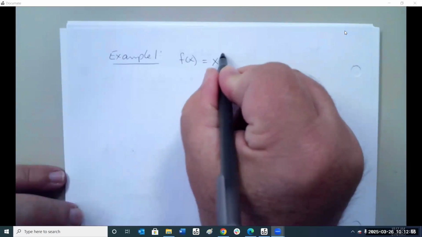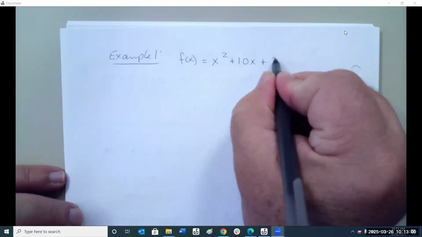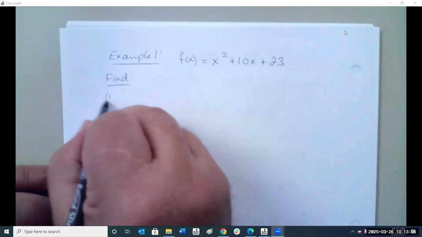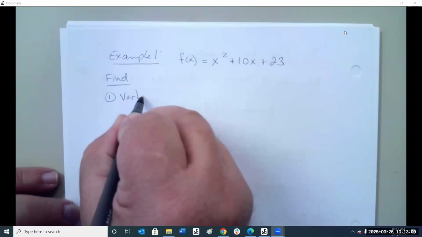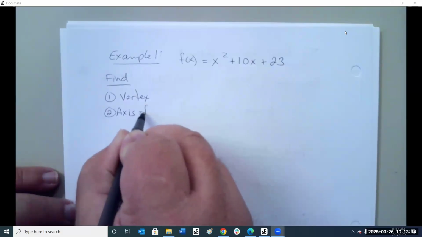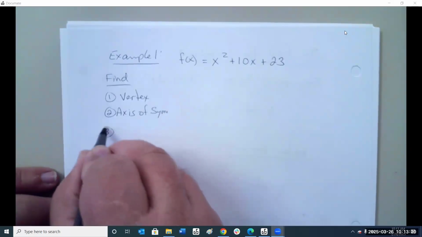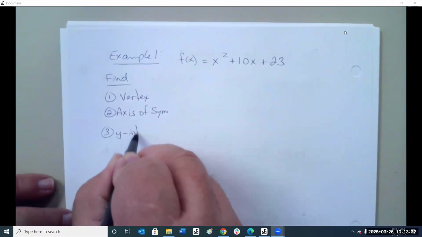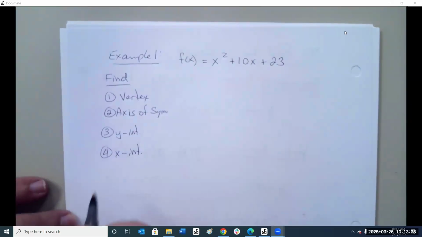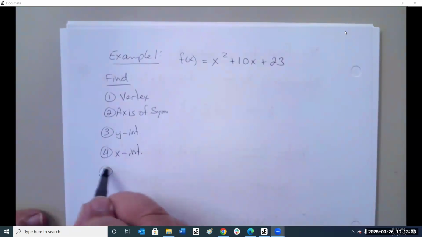F of x equals x squared plus 10x plus 23. Find the vertex, the axis of symmetry, the y-intercept, the x-intercept. Yeah, that should be enough. And then let's graph it.